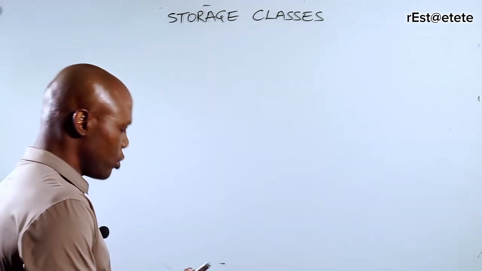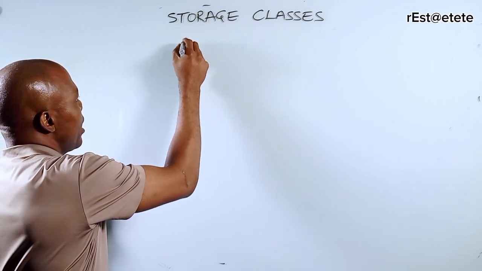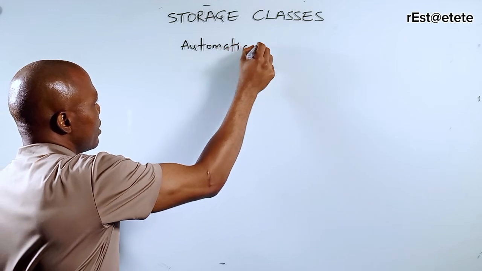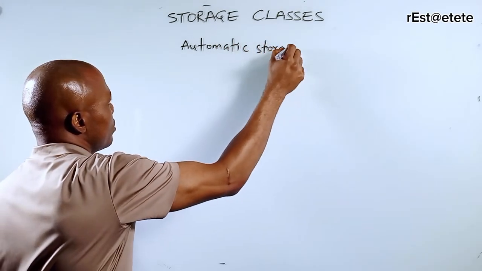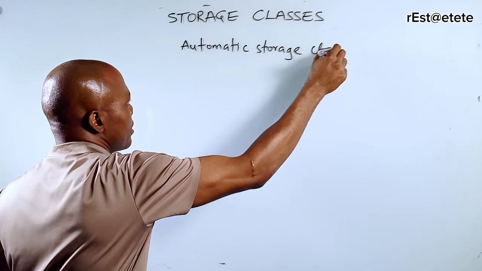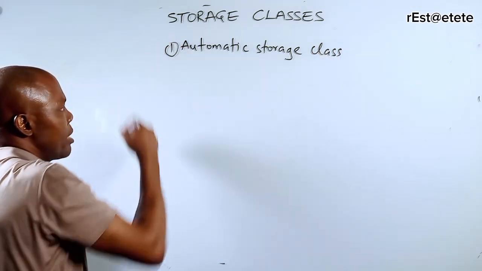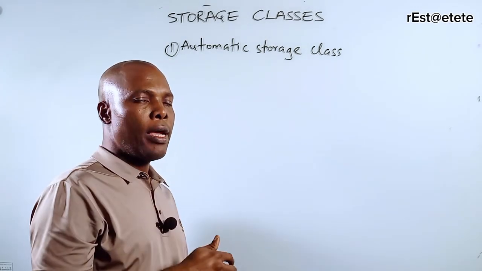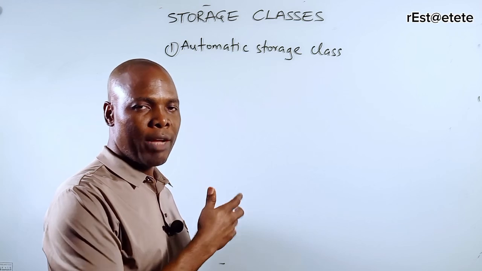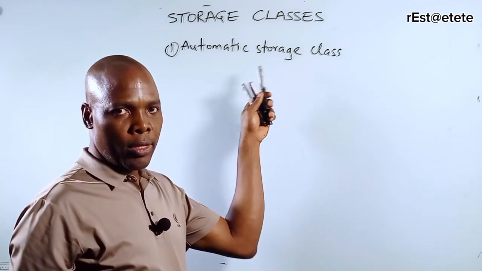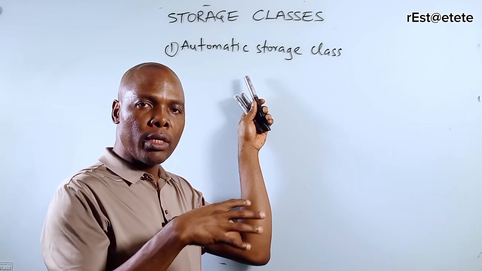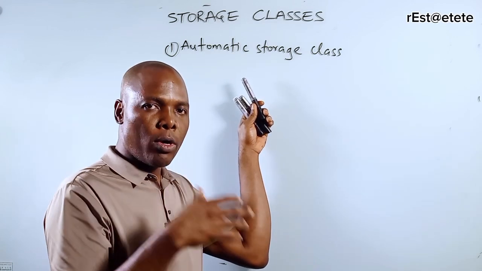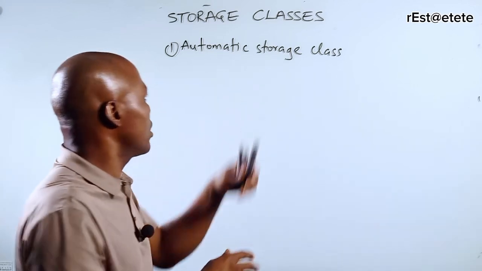So today, I'm just going to look at the automatic storage class, right? So this is what we are going to look at. I told you we have the extern, we have static, we have register, and then we have auto. So today we are just going to look at automatic storage class, which I told you in the case of a community, these are the workers, the daily workers. So that is what we want to look at.